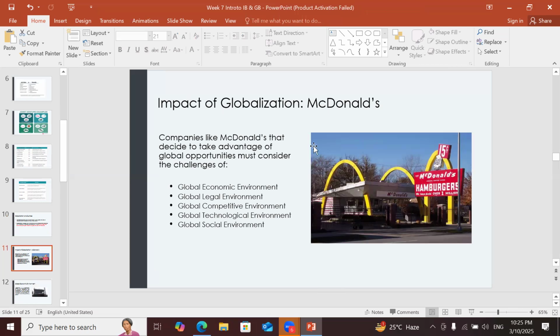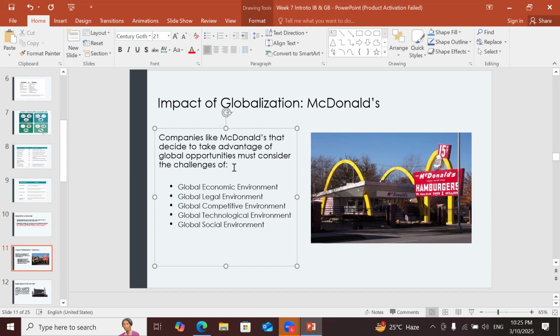Now I am going to discuss the globalization challenges. I will pick a company as an example. Companies like McDonald's that decide to take advantage of global opportunities must consider the following challenges. In the global market, there are some challenges, and I will discuss them very shortly. What challenges are faced by globalization?